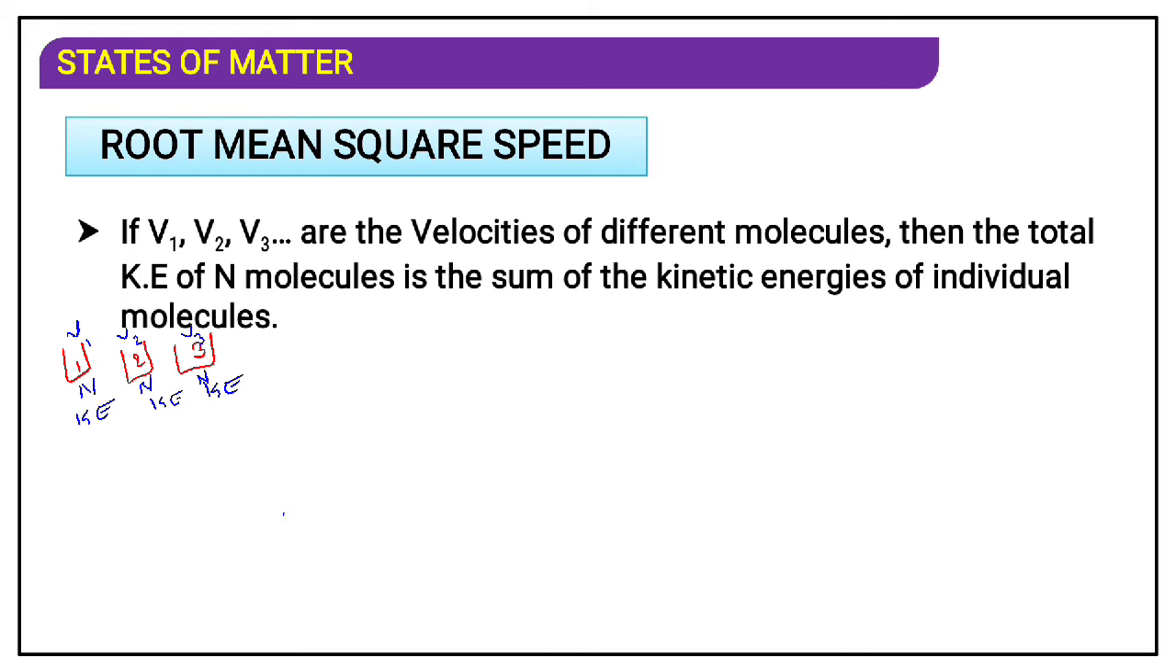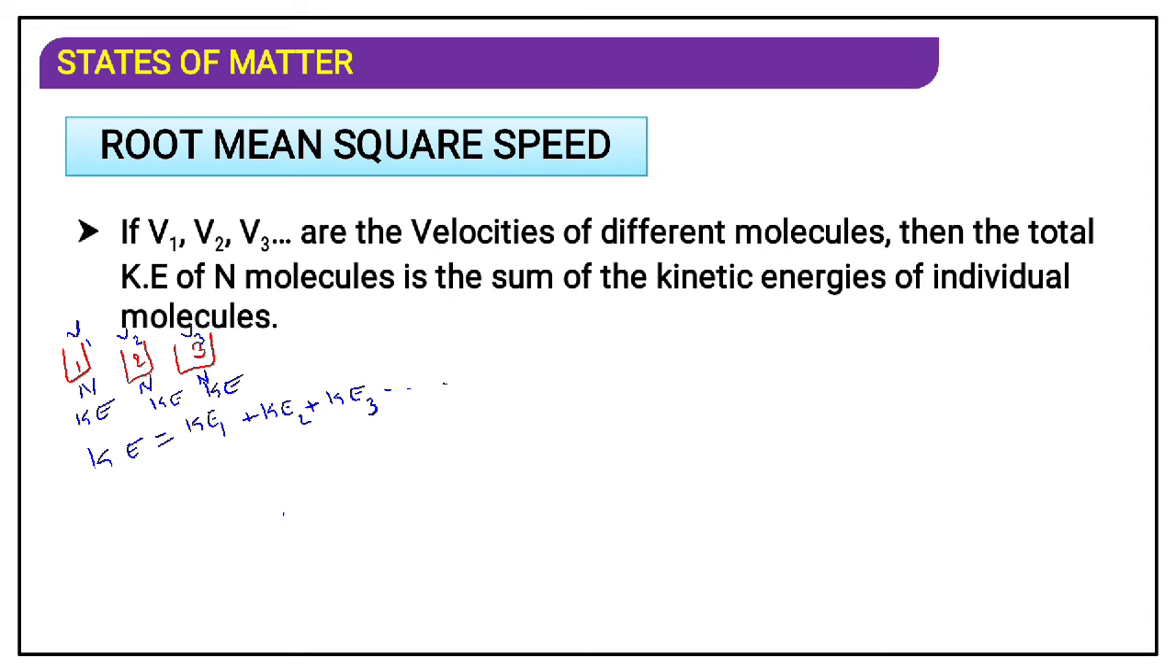So the total kinetic energy is equal to the sum of the kinetic energy of the first gas, plus the kinetic energy of the second gas, plus the kinetic energy of the third gas, and so on. Let us go to the detailed study of this now.